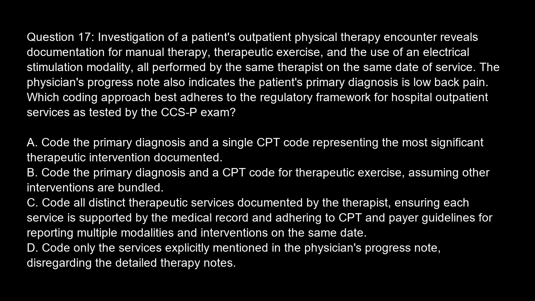Option A. Code the primary diagnosis and a single CPT code representing the most significant therapeutic intervention documented. Option B. Code the primary diagnosis and a CPT code for therapeutic exercise, assuming other interventions are bundled. Option C. Code all distinct therapeutic services documented by the therapist, ensuring each service is supported by the medical record and adhering to CPT and payer guidelines for reporting multiple modalities and interventions on the same date. Option D. Code only the services explicitly mentioned in the physician's progress note, disregarding the detailed therapy notes.